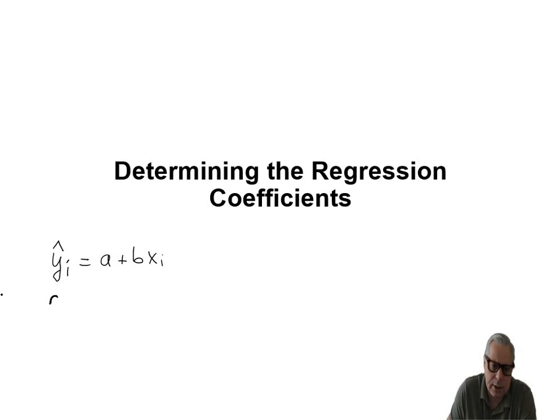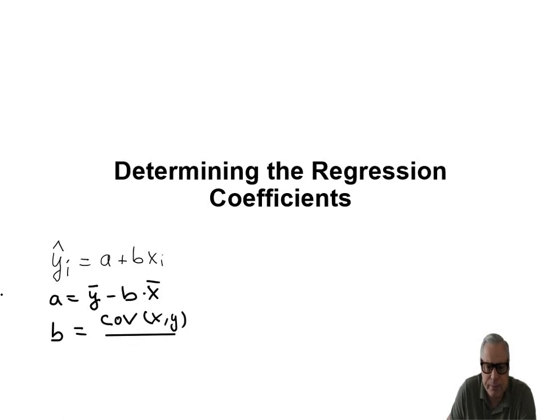The intercept a can be derived as the average of all y's minus the slope b times the mean of x, x bar. So that will be the intercept. The first thing we see is that this is obviously a function of the slope, and the slope itself can be derived as the covariance between x and y over the variance of x.